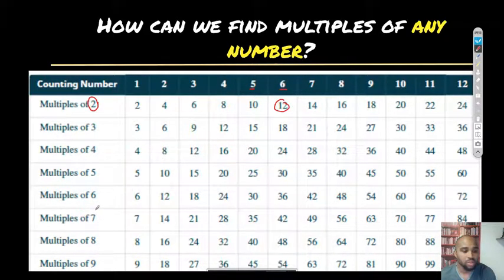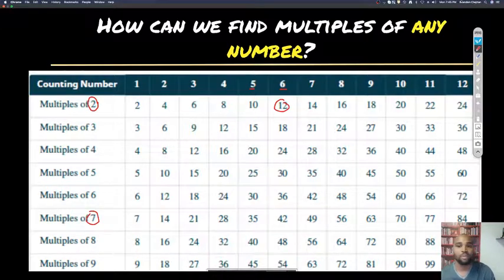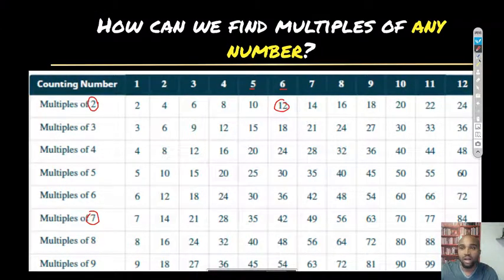And you can do that for 7. 7 times 1 is 7. 7 times 2 is 14. 7, 14, 21, 28, 35, 42, 49, and so on are all multiples of 7. So that's how we can find multiples of any number: take that number and multiply by any counting number that you can think of, and that is a multiple of that number.